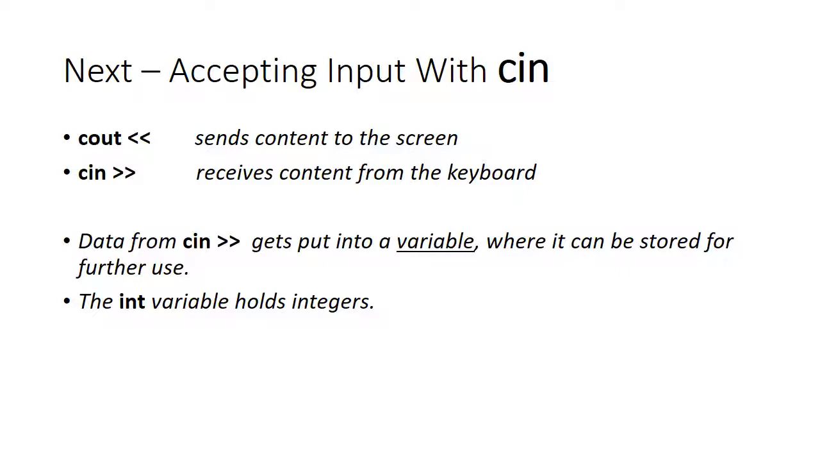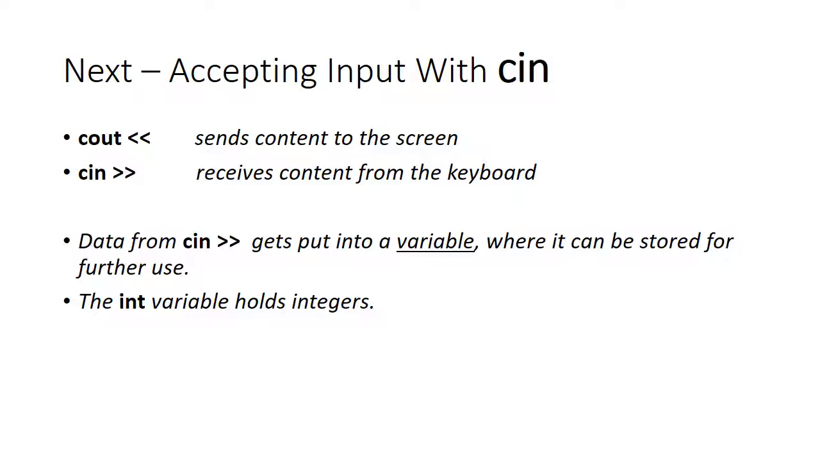You'll remember Hello World had a little thing that said C out, and a couple of angle brackets, and then quotation marks that held the information Hello World. C out with angle brackets going left sends content to the screen. C in accepts content from the keyboard. And this is a big step because now we can affect the computer by adding something of our own. You'll notice the little angle brackets go the other way.